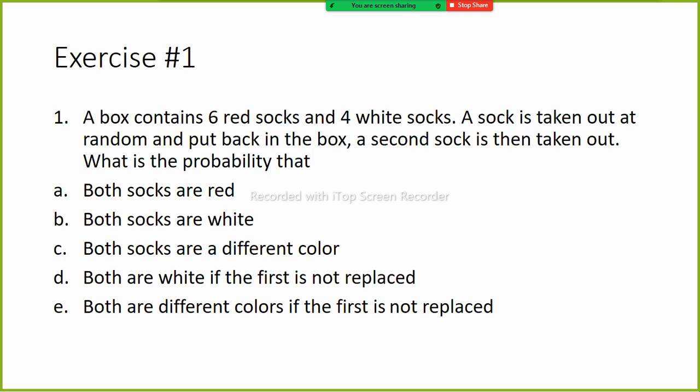Alright, that's time. I only finished one. Alright, let's start off with the one you finished then. Probability that both socks are red. Jasmine. I can do it. Go ahead.